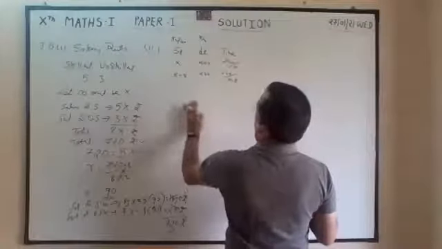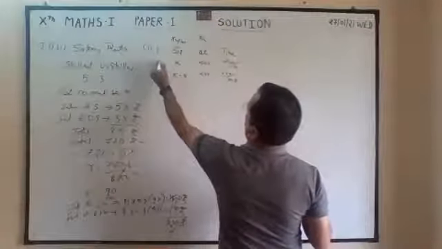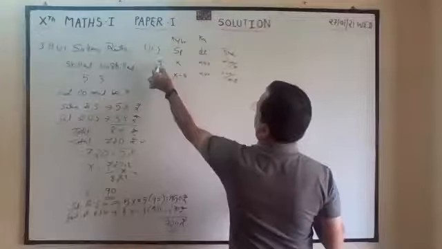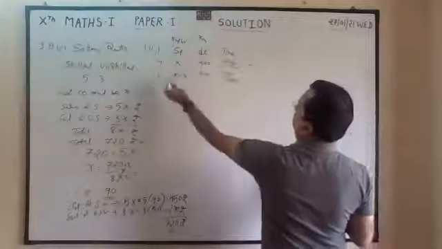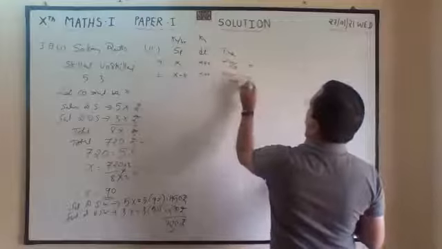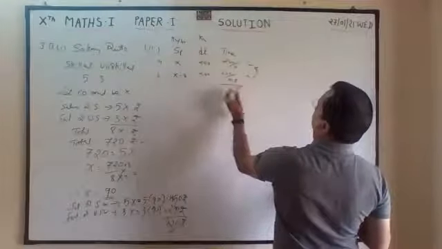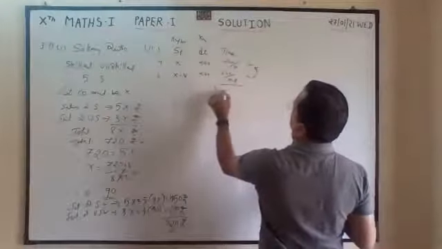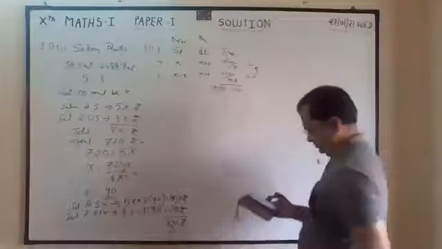So speed is more, speed is less. When speed is more, time is less. When speed is less, time is more. So more time minus less time, that difference is 1 hour.